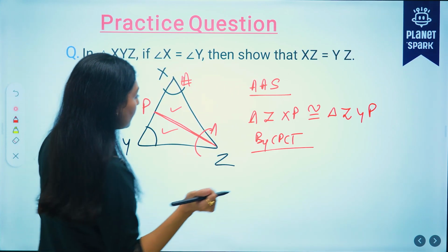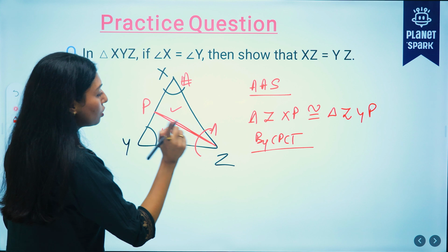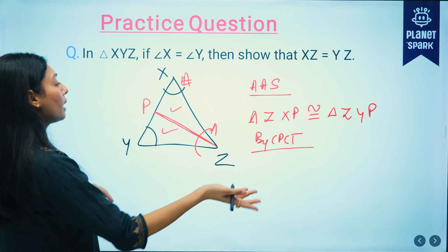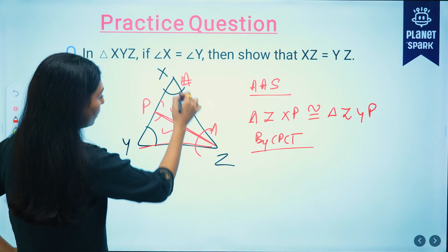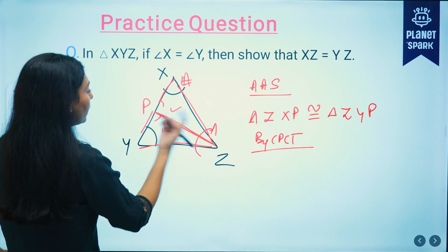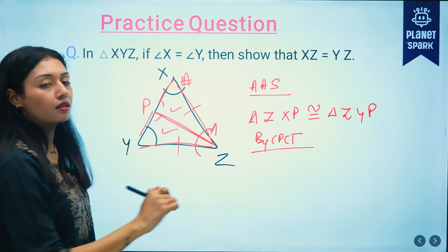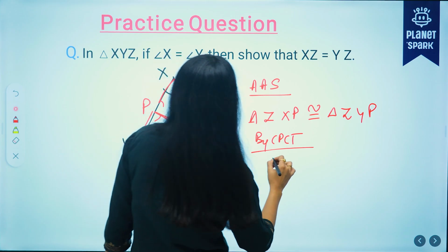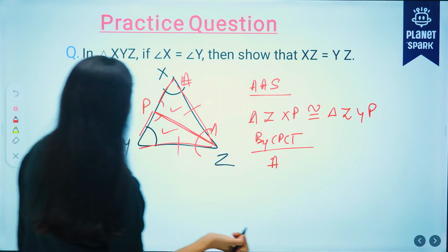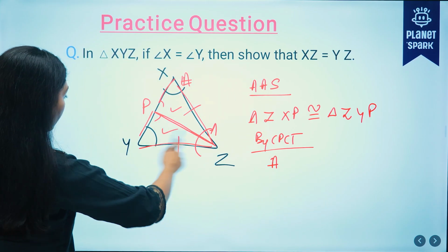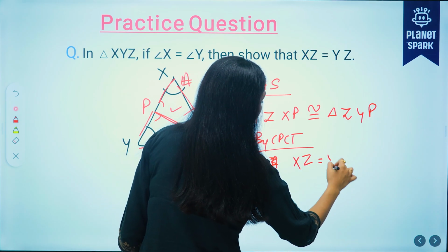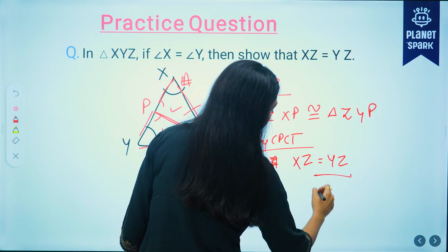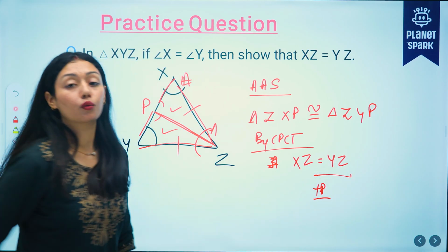So what is left with us? Yes, we have two angles and a side, so the rest are two sides and one angle. That means these two angles will be equal, these two sides will be equal, these two sides will be equal. What do we need? We just need to prove this. So we'll write that only. So from here we can write, this is XZ and YZ. XZ is equal to YZ. This is what we had to prove. Hence proved.